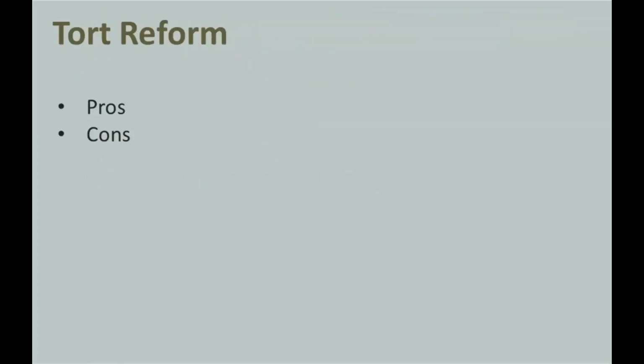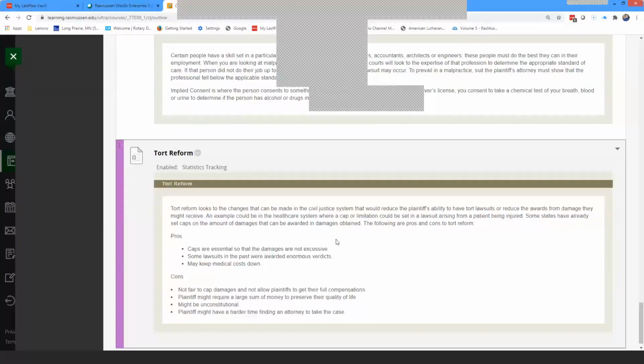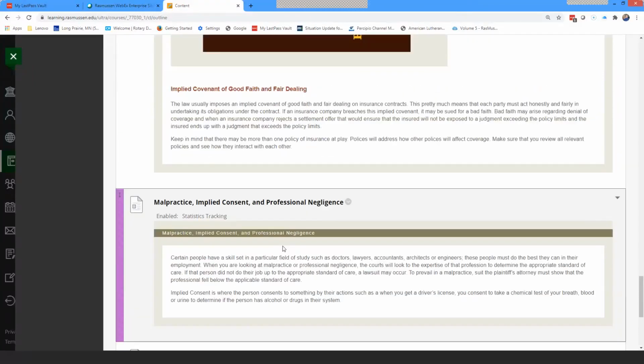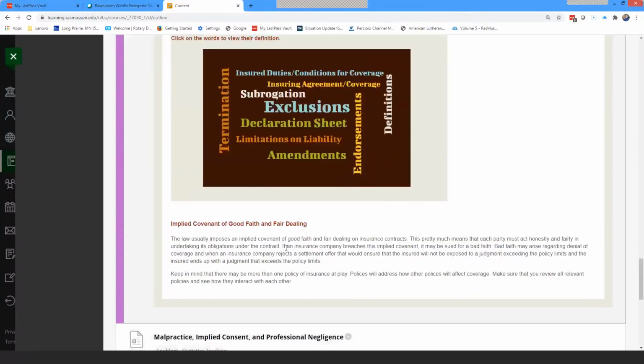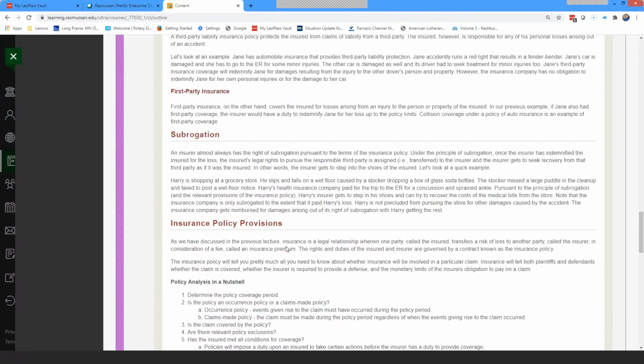Tort reform, look at the pros and the cons. Remember that a lot of these items are pretty easy to see and comprehend if you just take a look at the lesson content. So tort reform and, of course, these items. I would definitely look at these items here with insurance.